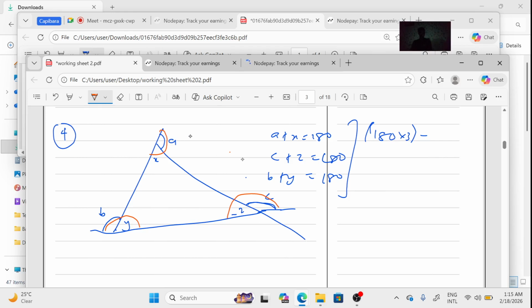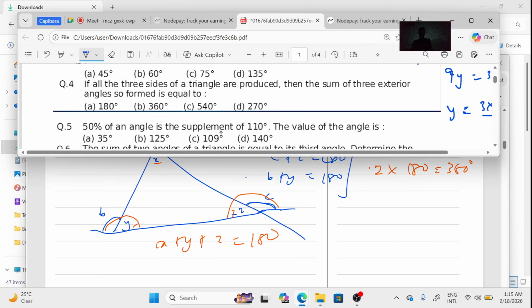So all we need to do to get the value of the exterior angle is to take away x, y, and z. By the time I take away x, y, and z, that's just going to mean that I'm taking away 180, because x plus y plus z, the sum of the interior angles, is just 180 degrees. So out of the whole thing, I'm taking away just 180 degrees, and I'll be left with 360 degrees. So this is the answer.